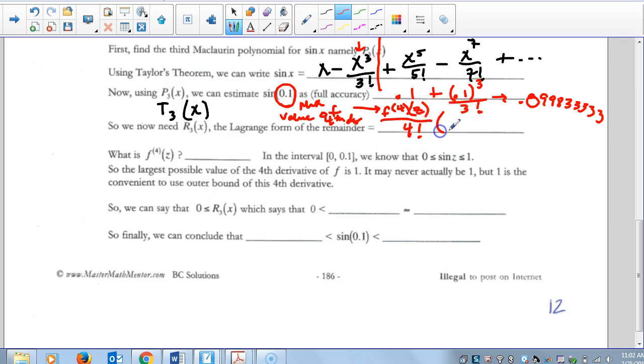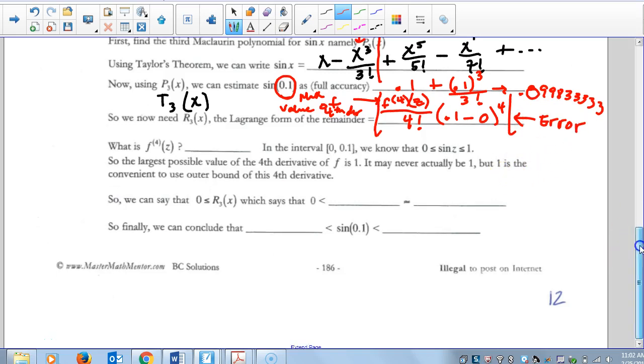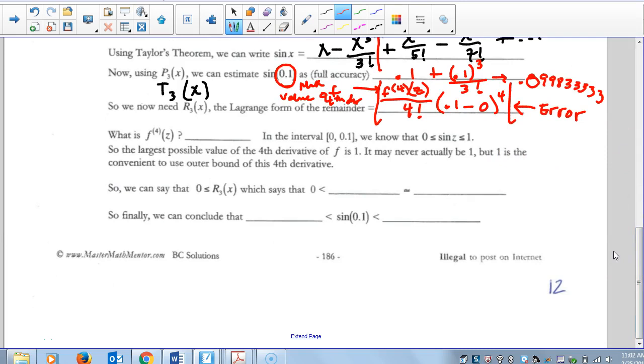My center is 0. So I'm going to have 0.1 minus 0 to the 4th. All of that is in absolute values. This is my error, the maximum error in stopping at the third degree. Okay, so f4 of z.